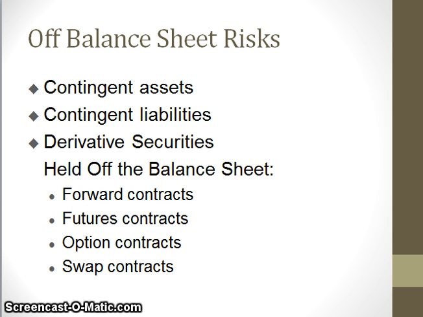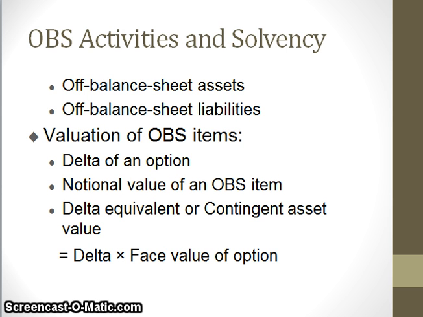Off-balance sheet risk, contingent assets, contingent liabilities, derivative securities held off the balance sheet: forward contracts, futures contracts, option contracts, and swap contracts. OBS activities and solvency.